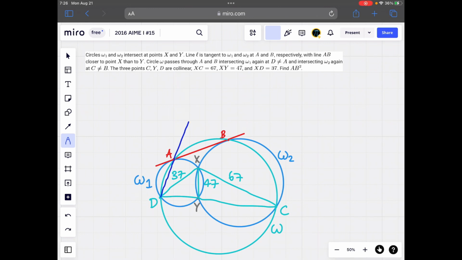We have DA, and we have the extension of XY. And by this theorem, that's also going to lie on the extension of BC. Here, let's call that point F. And the proof is simple.